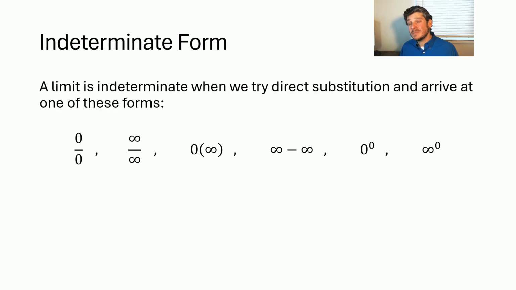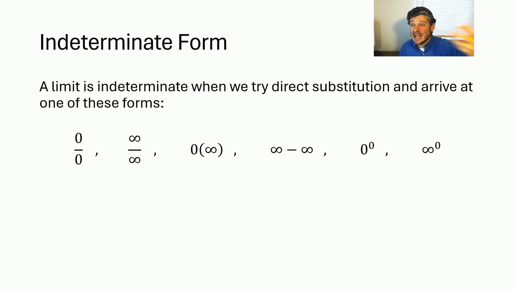So indeterminate form is anytime we take a limit, we try direct substitution, and we arrive at one of these forms. So the first would be 0 over 0. And again, we know we can't divide by 0. It's indeterminate. Similarly, infinity over infinity. Well, which infinity is bigger? The top one or the bottom one? Or is it the same size? Oh yeah, that's right. Infinity really isn't a number. It's a concept of growth.